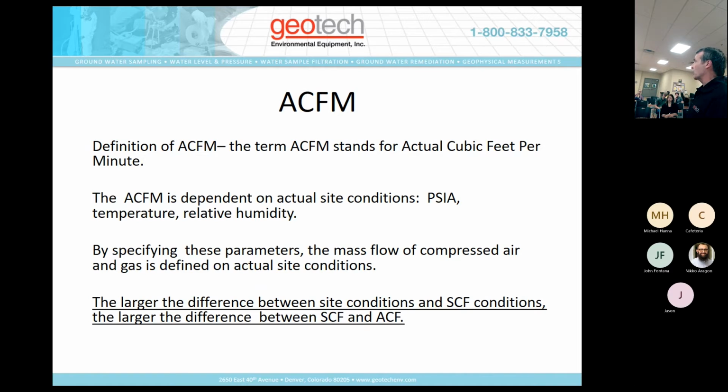ACFM stands for actual cubic feet per minute. That's typically what we use in sizing the system. What do you actually need for CFM?